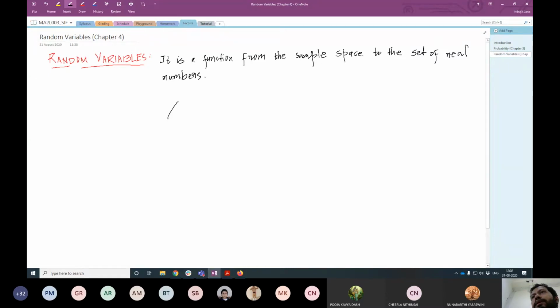So a random variable x is a function from the sample space to the set of real numbers. So this guy here is called random variable.